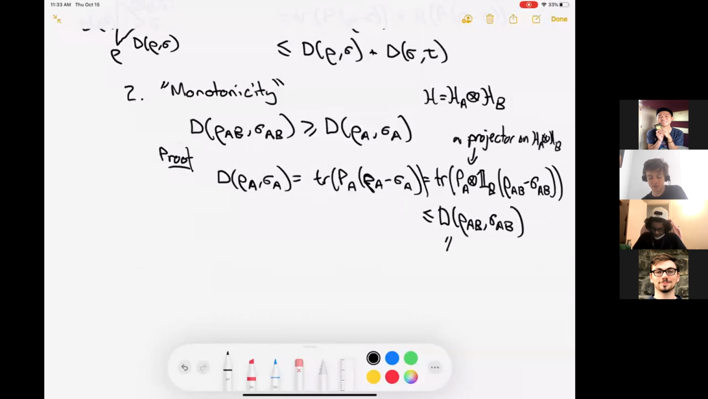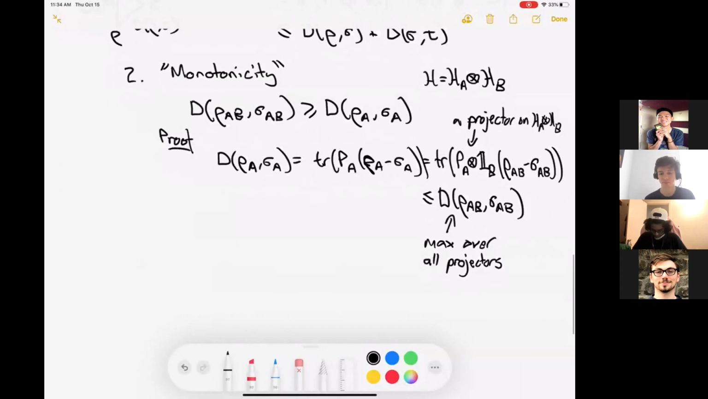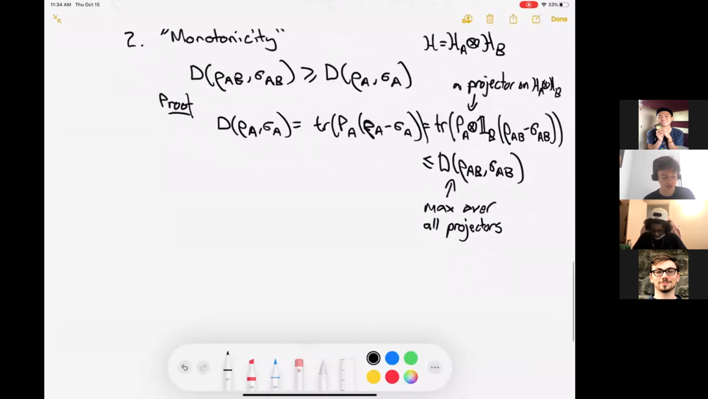But this is by definition the max of the same formula over all projectors on AB, right? So this is some projector, this is the max over all projectors, and so the first has to be smaller than the second. Okay. Awesome.